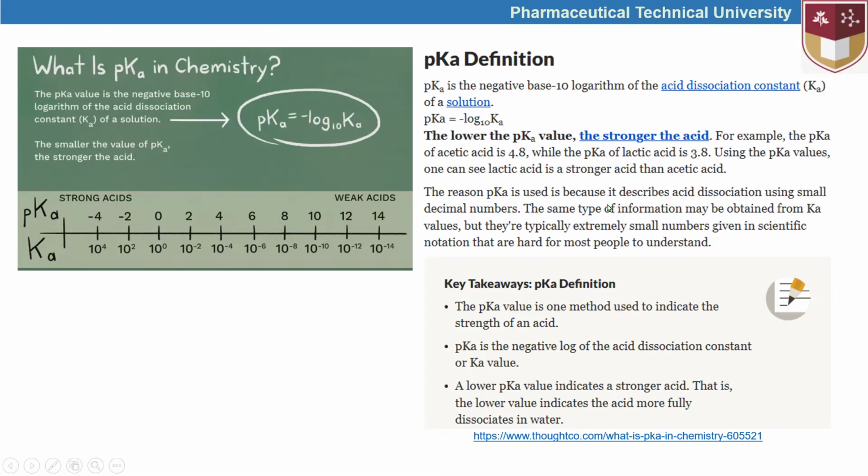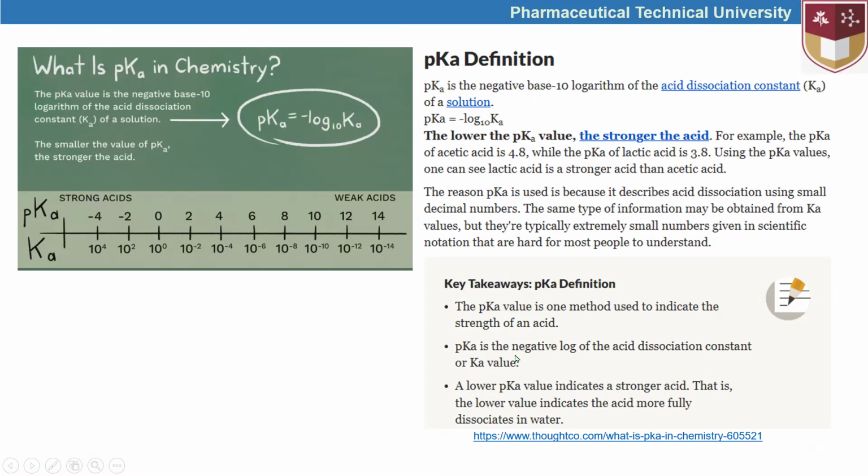The reason pKa is used is because it describes acid dissociation using small decimal numbers. The same type of information may be obtained from Ka values, but they are typically extremely small numbers given in scientific notation that are hard for most people to understand. Therefore, negative 10th logarithms are used to talk about the dissociation constant. So the pKa value is one method used to indicate the strength of an acid.